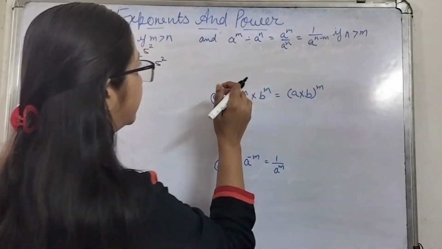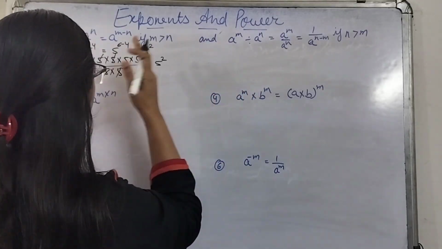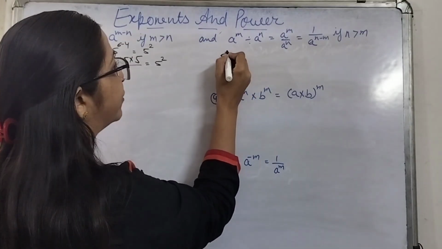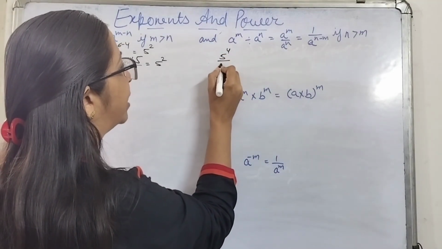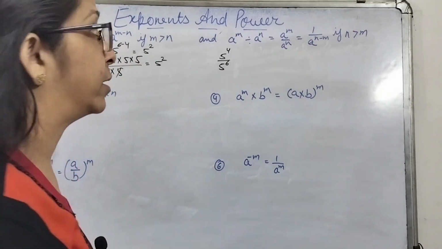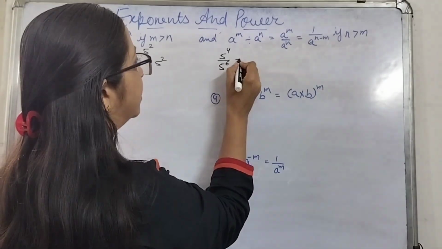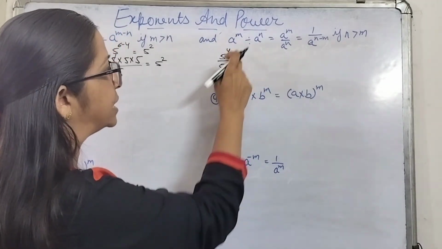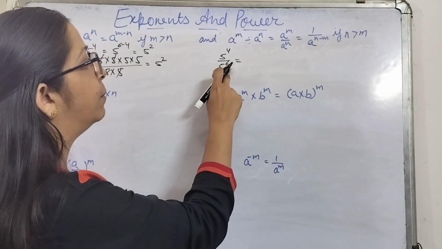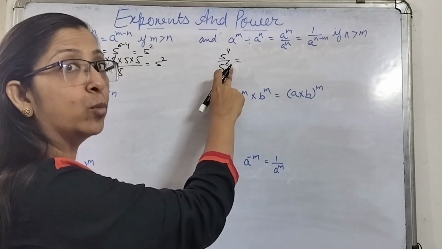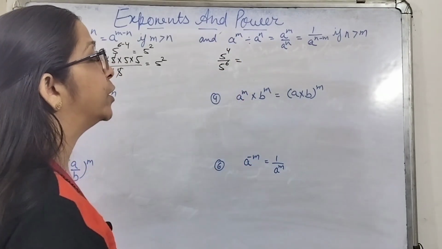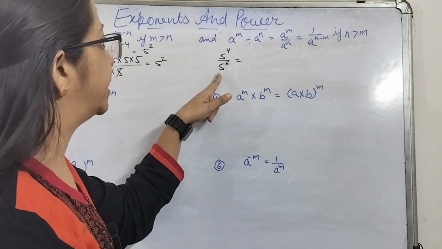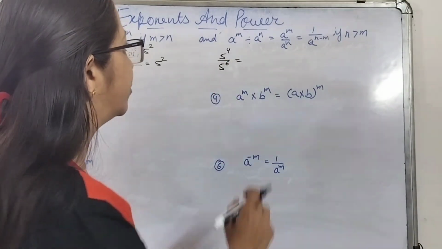Now let's understand this again with an example. The same type of example I am taking. 5 raised to the power 4 divided by 5 raised to the power 6 I am taking over here. Now how we will be writing it? 5 raised to the power 4, over here we can see that in the denominator, power of your base is more than your power of your base in the numerator. In the denominator, power is more. So how we can solve it?